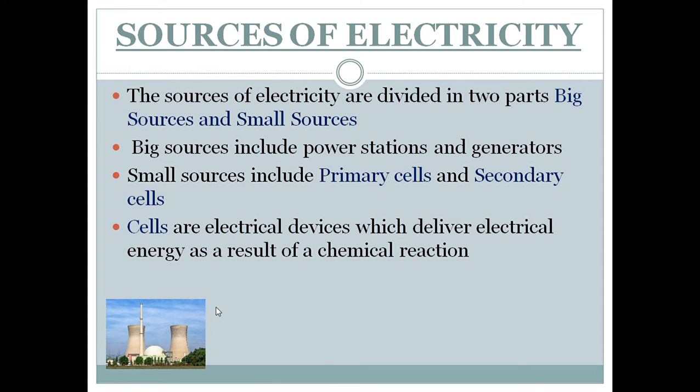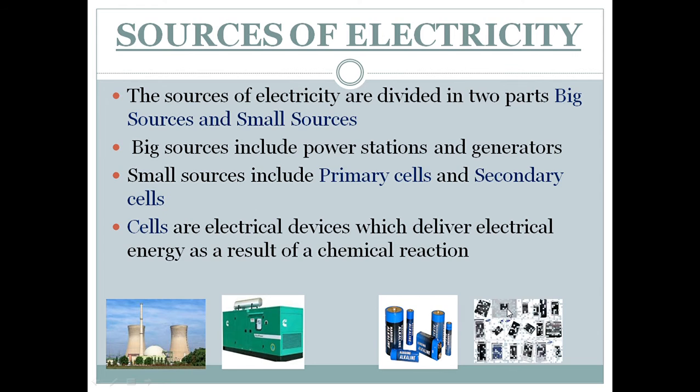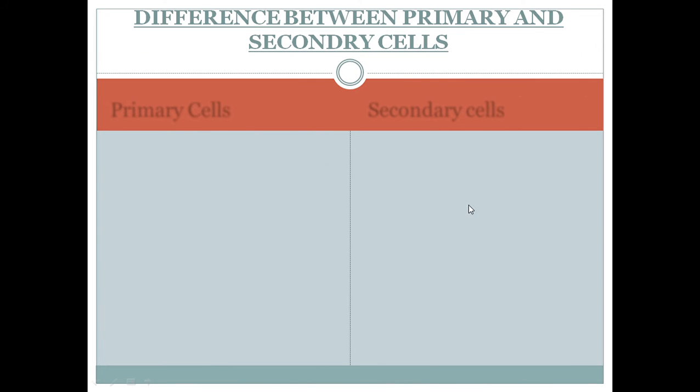This is an image of a nuclear power plant, and this is the image of a power generator. These are some examples of primary cells, and these are some examples of secondary cells. So you may be wondering, what is the difference between primary cells and secondary cells? Let me explain.